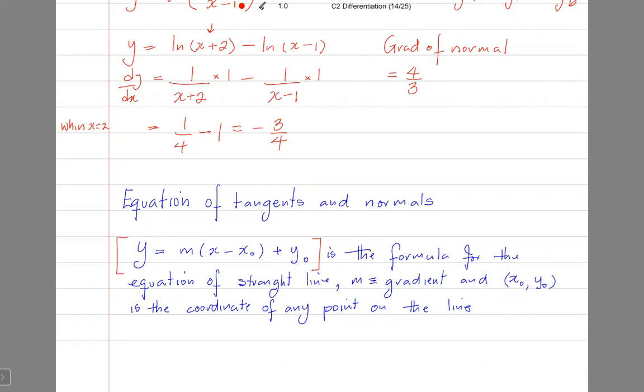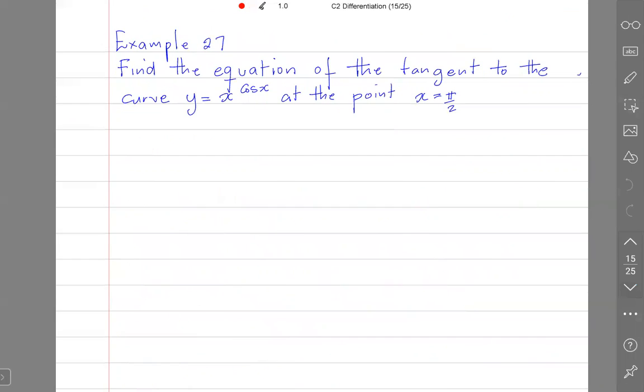So again, my formula for determining the equation of a straight line is y is equal to m into x minus x naught plus y naught. And the inputs for this formula are m, which is the gradient, and x naught, y naught, which is the coordinate of any point on the line. All right, let's have a look at an example. I will do example 27, you will do 28.